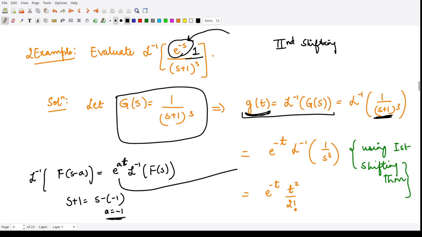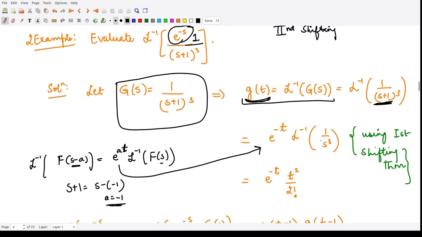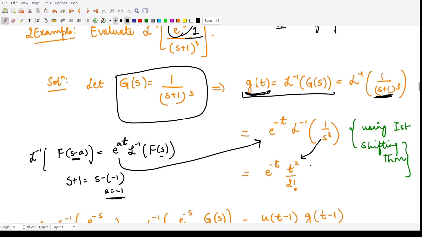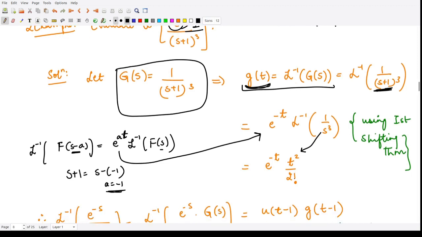So this term is e to the power minus t, and the Laplace inverse of the same function, where now you have replaced s minus a with s. So it is 1 divided by s cube. Now if you calculate Laplace inverse of 1 divided by s cube, that is equal to t square divided by 2 factorial.